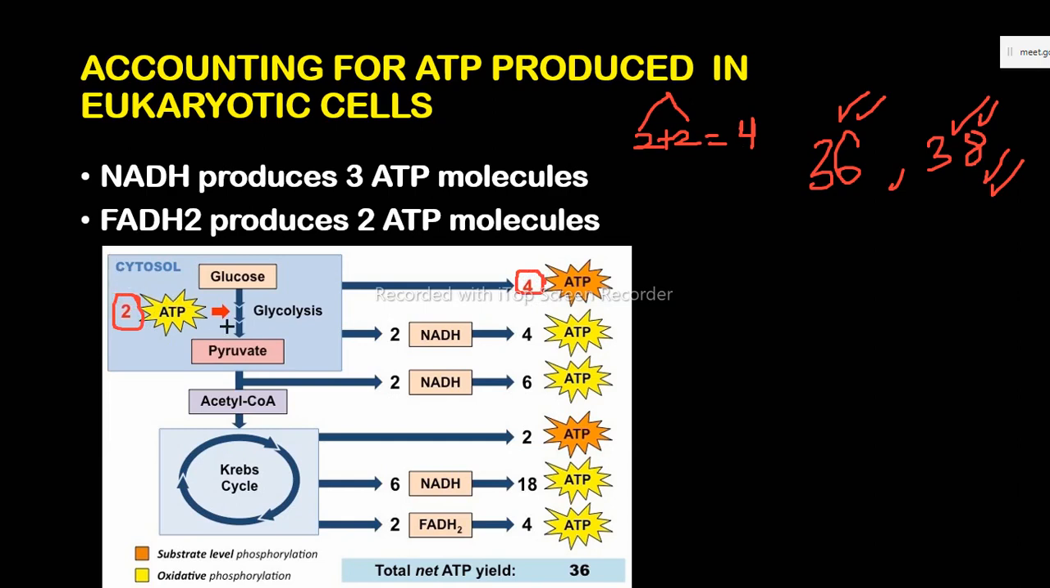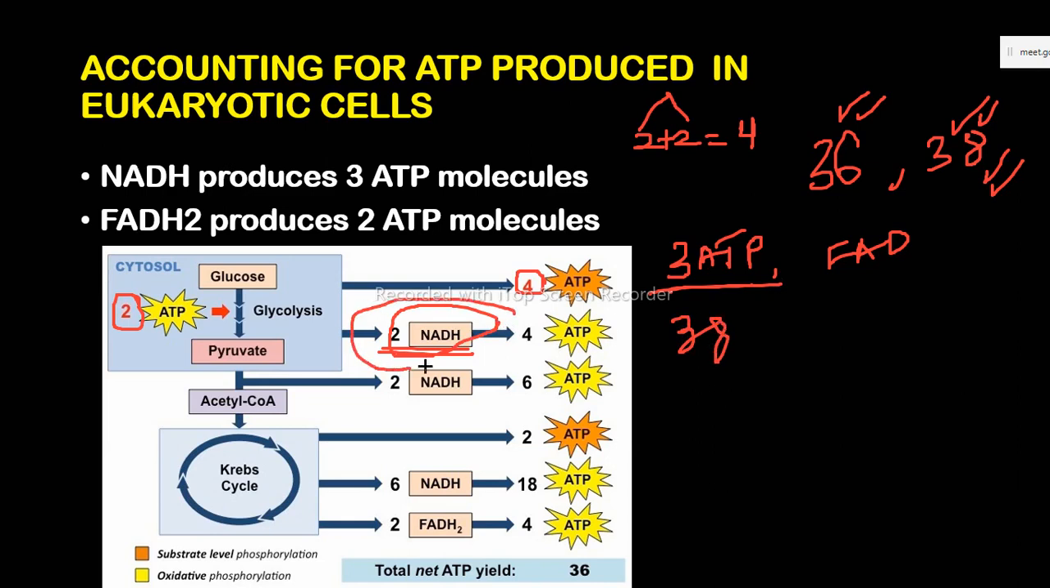2. Now in pyruvic acid, we produced NAD. And each molecule of NAD is able to produce how many? 3 ATP molecules. Now, however, in this stage, there are two ways. You can either produce NAD or FAD. Now, if you form NAD, that's when you produce 38 ATP molecules.